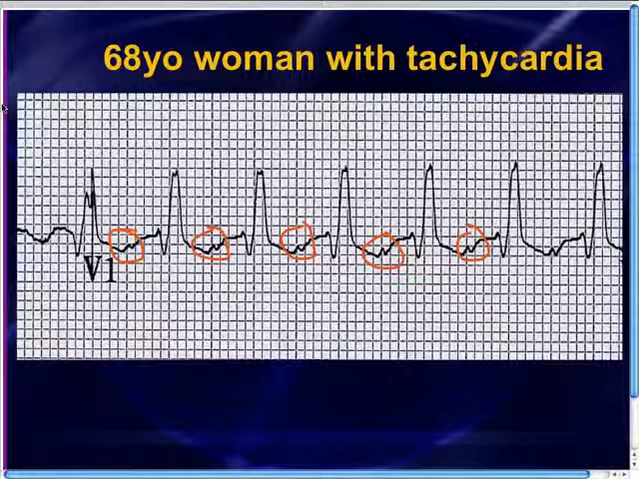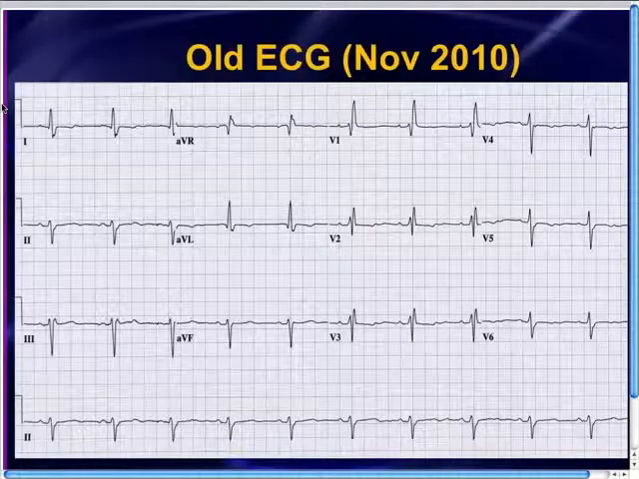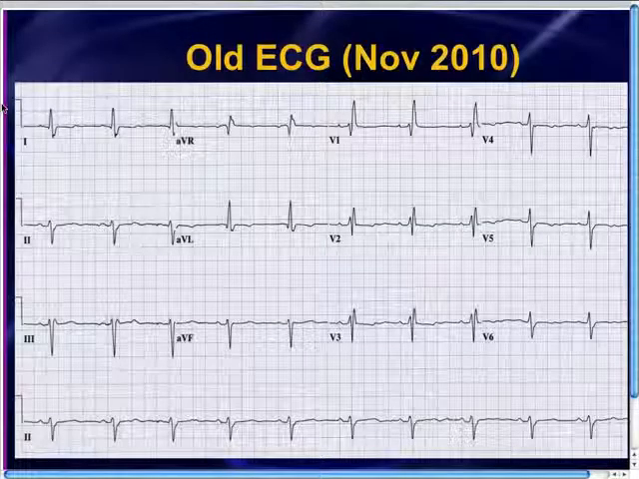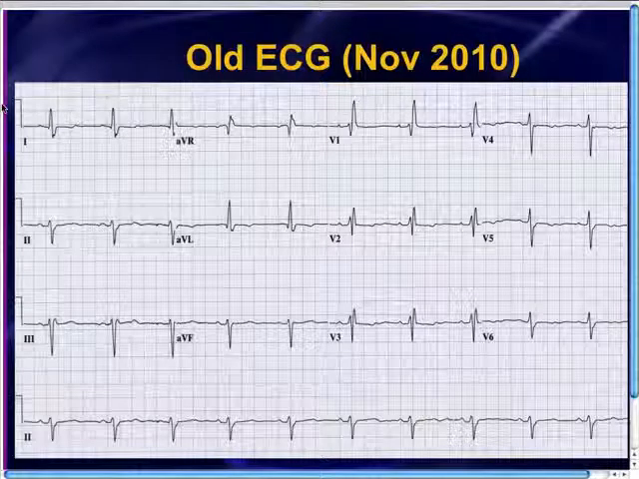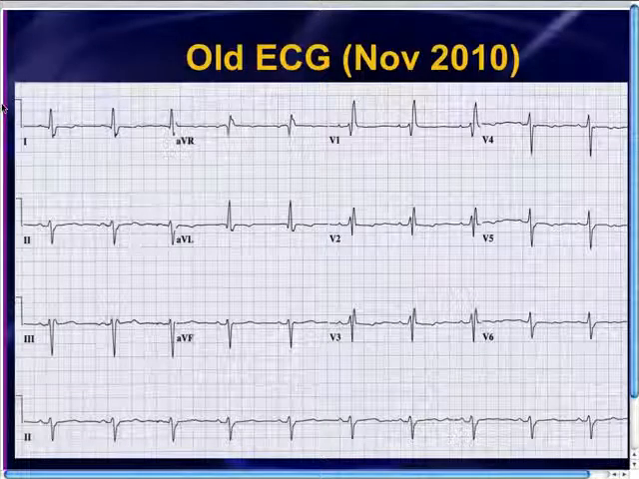And the pearl I'm going to give you here is that whenever you've got P waves that are stuck somewhere about halfway between the QRS complexes, think about flutter a little bit more. We'll come back to that thought in just a second.